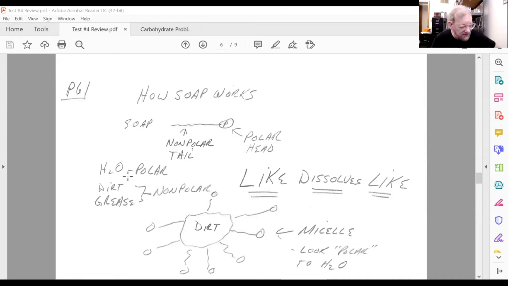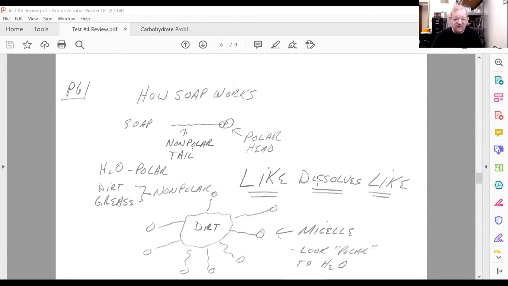When you clean something, you're going to use water. Well, water is polar. And the dirt and grease you're trying to get off whatever you're trying to clean is nonpolar. And you should know the most important piece of this puzzle is like dissolves like. Something that's polar is soluble in polar things. Something that's nonpolar is soluble in nonpolar things. You mix the two together, they're not soluble. We did a lab on that. And let's go look at a bottle of oil and vinegar salad dressing.